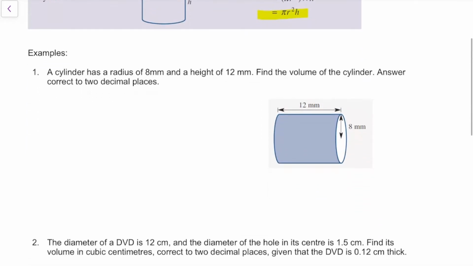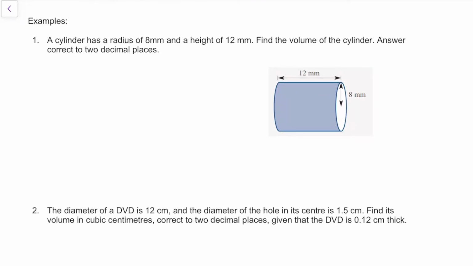Let's have a quick look at the first example we have here. We have a cylinder with a radius of 8 millimeters and a height of 12 millimeters. So they're the only bits of information we need to find the answer to this problem, which we're going to do to 2 decimal places this time. So let's set up our formula. It's always a pretty good spot to start.